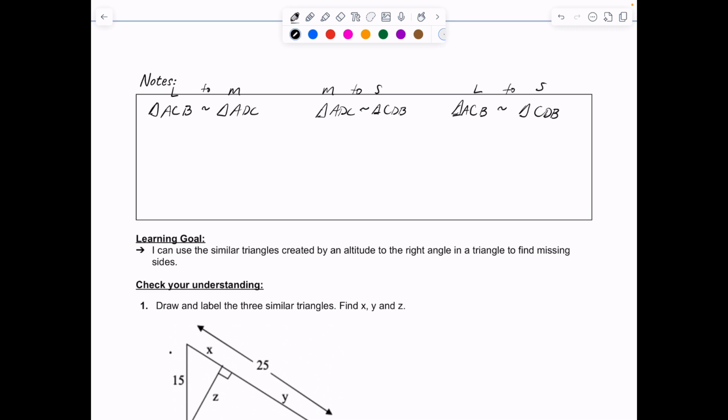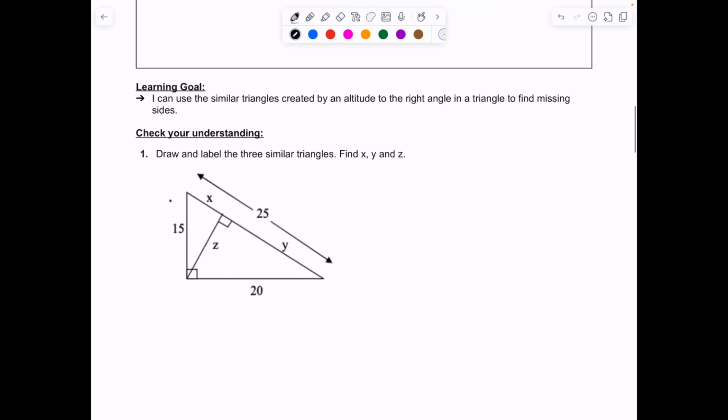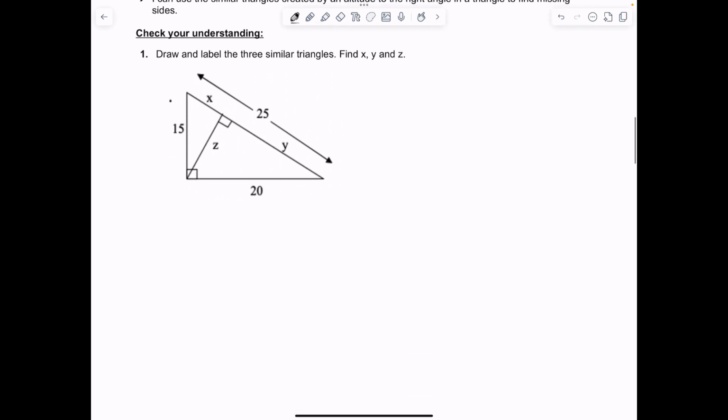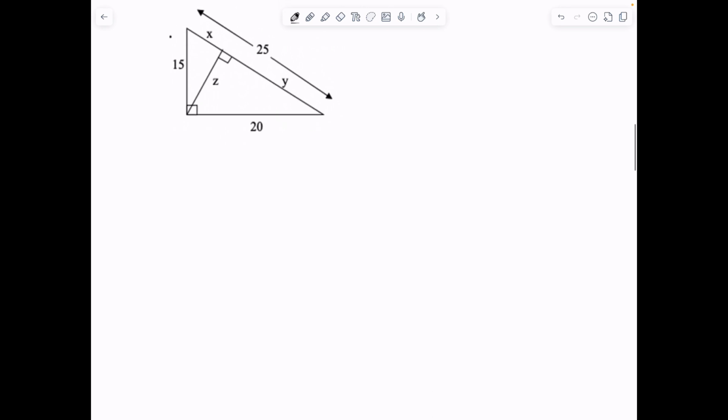We'll talk a little bit, like I said, in class about what vocab we can use going forward to help us do this a little quicker in the future. So for now, let's focus on drawing and labeling the three triangles to find all the missing stuff. Okay, so here we go. I'm going to draw the three triangles.